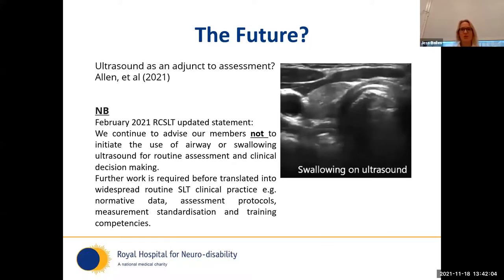We also thought we'd just talk about the future. We've been on some courses and seen some new research coming up around swallowing on ultrasound, though this is definitely not in current practice. Our CSLT are still reviewing the evidence, although it looks positive. We really don't have the normative data and assessment protocols to be using this in practice, something to look out for perhaps in the coming years.